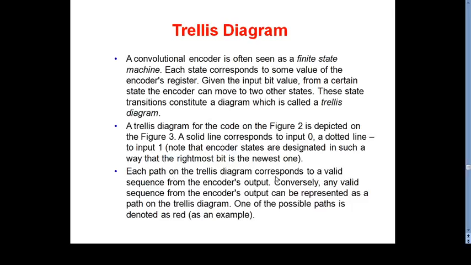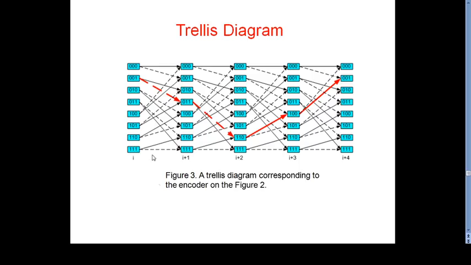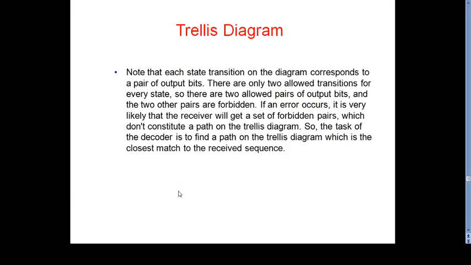Each path in the trellis diagram corresponds to a valid sequence from the encoder output. Conversely, any valid sequence of encoder output is represented as a path in the trellis diagram. One of the possible paths is denoted in red. The dotted line explains the input is 1 and the solid line explains the input is 0, and the red line shows the best path to select the output. So this is the trellis diagram corresponding to the encoder in figure 2.